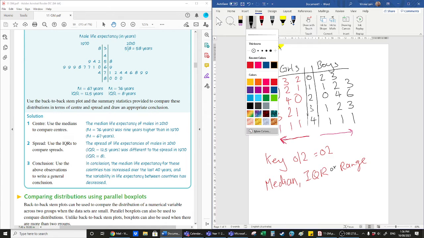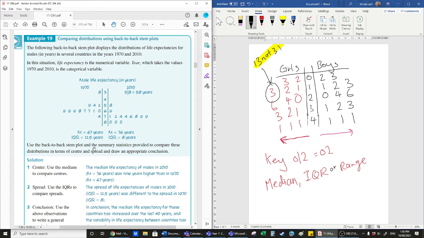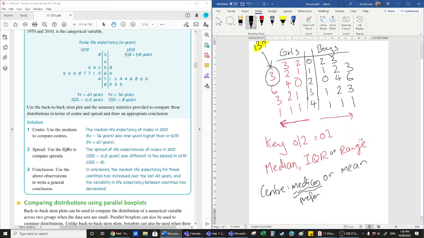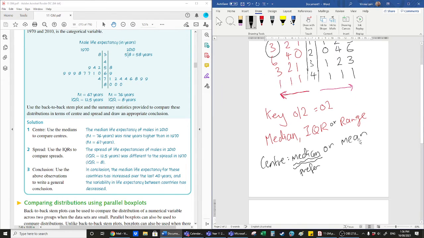As you can see here, use the back-to-back stem plot and the summary statistics provided to compare these distributions in terms of center and spread and draw an appropriate conclusion. Hopefully you remember that for center, we talk about the median or the mean. The median is generally easiest to talk about, so we prefer this one. But if you can't calculate the median, feel free to use the mean, but we do prefer the median when we're talking about center. Center was where is the middle.